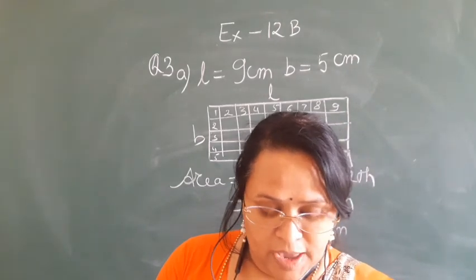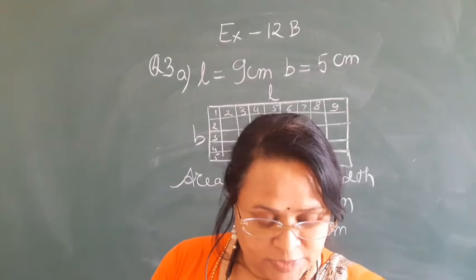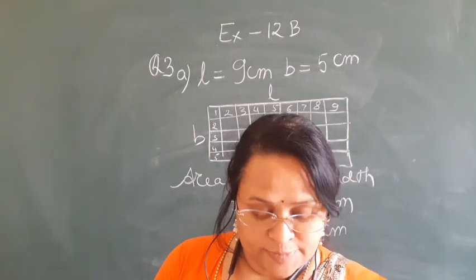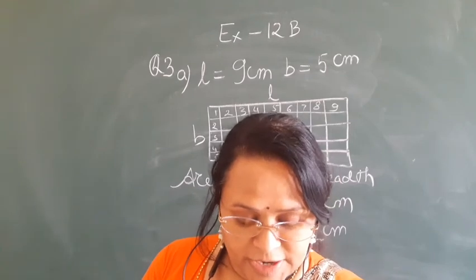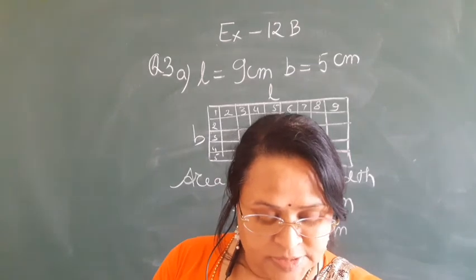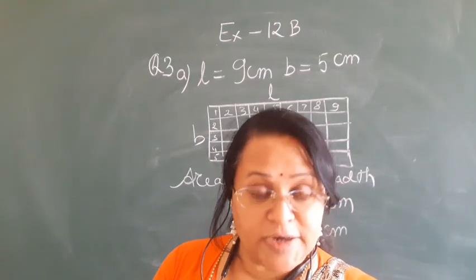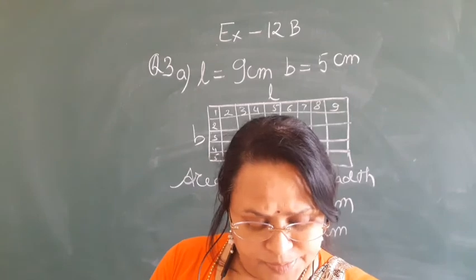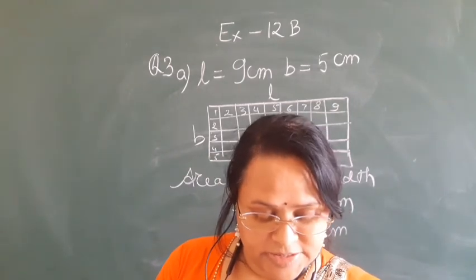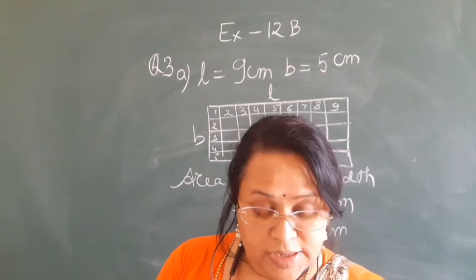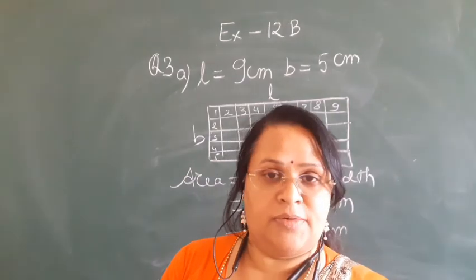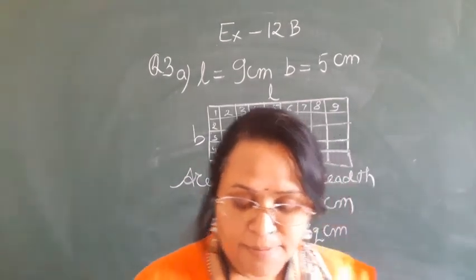Fill the column. A, B, C, D up to J is given there: length in centimeter, breadth in centimeter and area in square centimeter. Somewhere length is given and you have to find the breadth. Sometimes breadth is given and you have to find the length. See that first, 7 is given as length and breadth is 3. Now what do we have to do? We have to find the breadth.